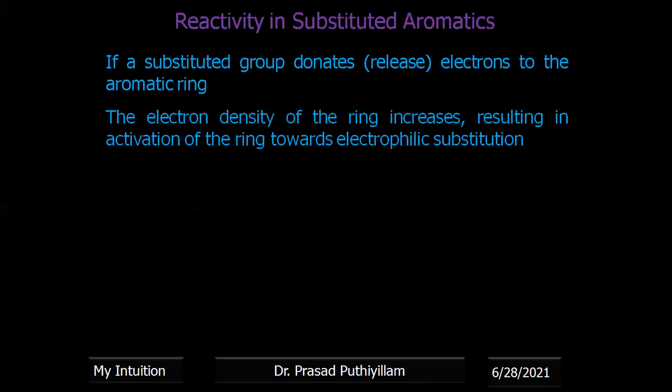So the electron density of the ring increases. We've seen already that the ortho and para positions have more electron density, with negative charge, which results in activation of the ring towards electrophilic substitution. That means with more electron density, it can attract an electrophile faster than a normal unsubstituted aromatic compound. That is, if an electron donating group is on benzene, it will undergo electrophilic substitution reaction at a faster rate than benzene.